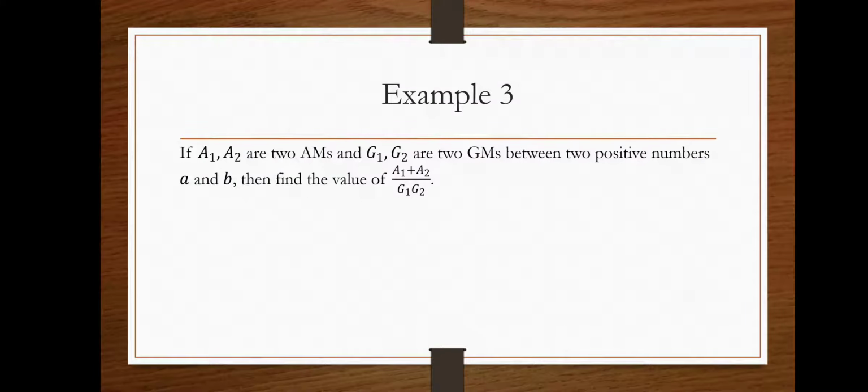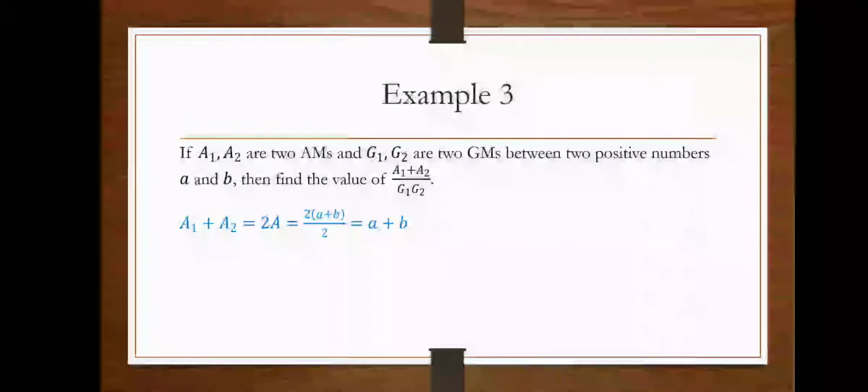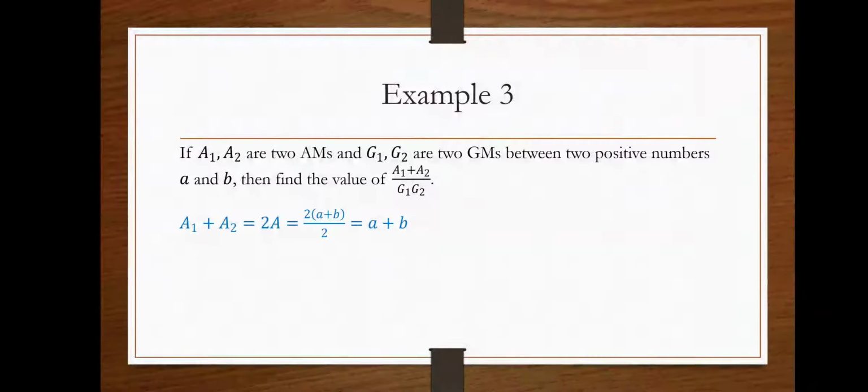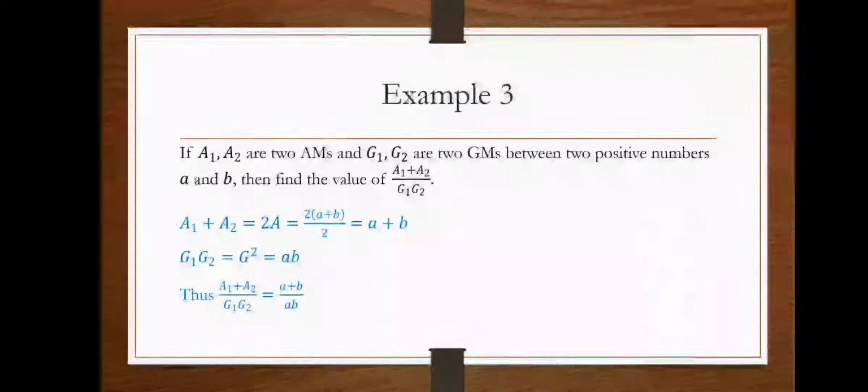Number 3. If A1 and A2 are two AMs and G1 and G2 are two GMs between two positive numbers A and B, then find the value of (A1 plus A2) by (G1 G2). Now, what is A1 plus A2? It is basically twice the single arithmetic mean. What is the single arithmetic mean? That is (A plus B) by 2, so that gives you A plus B. And G1 G2 is basically the square of the single geometric mean, so that is AB. If you put in all the values, that's the answer. You need not think of anything more than this. So it is (A plus B) by AB.